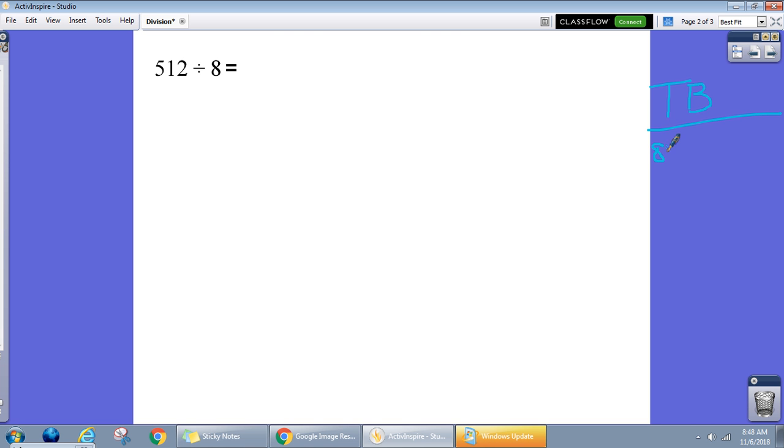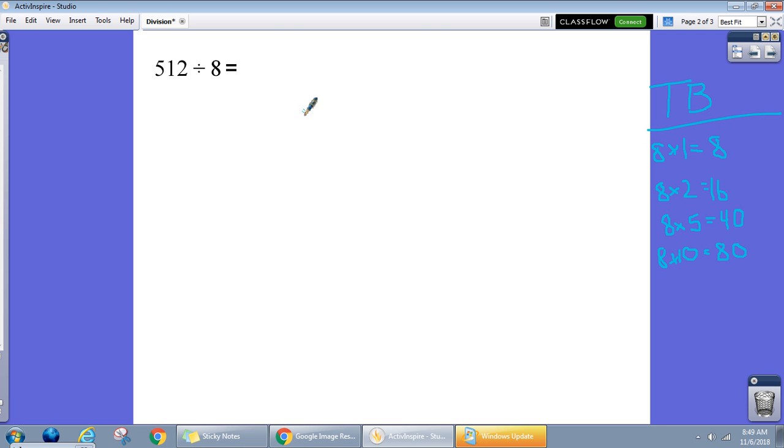So 8 times 1 is 8. 8 times 2 is 16. 8 times 5 is 40. And 8 times 10 is 80. And remember, you can use other numbers, or you could add zeros to any of these numbers.